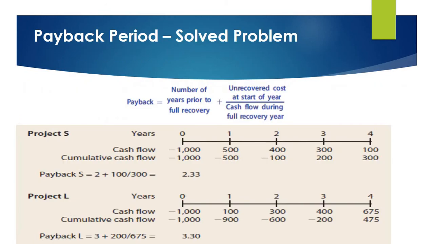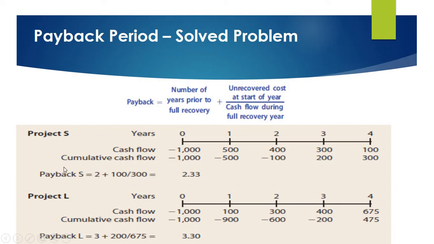Here is a solved problem of payback period. Again, there are two projects, Project S and Project L. Let's look at the cash flows of Project S. Project S has an initial investment of $1,000, then it will generate $500 in year 1, then 400, 300 and $100 respectively in year 2, 3 and 4.